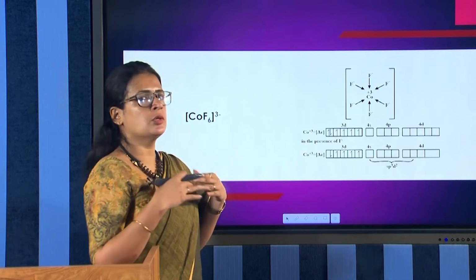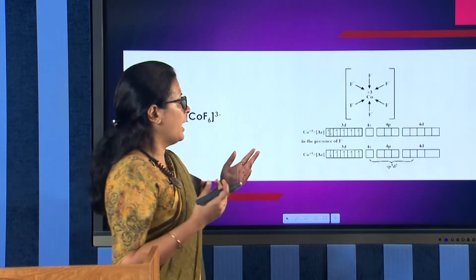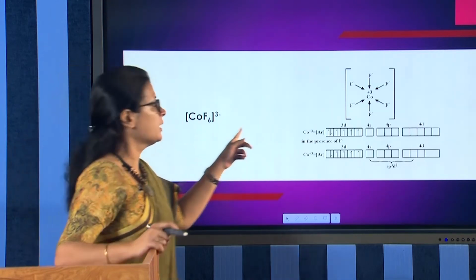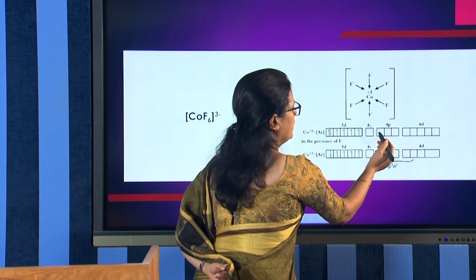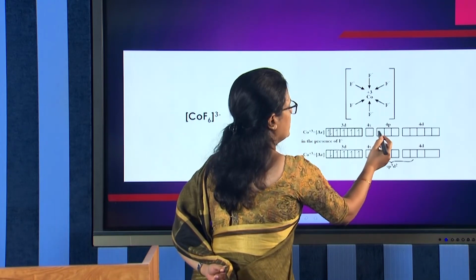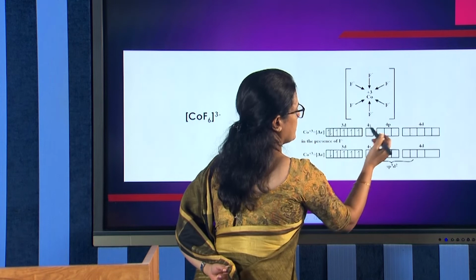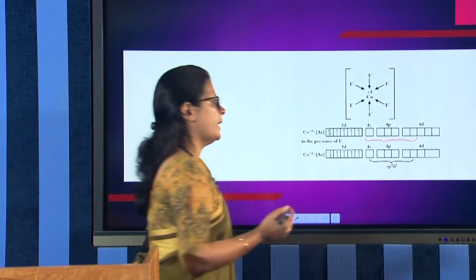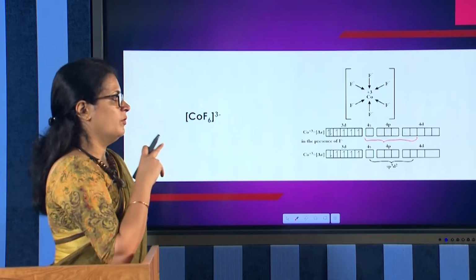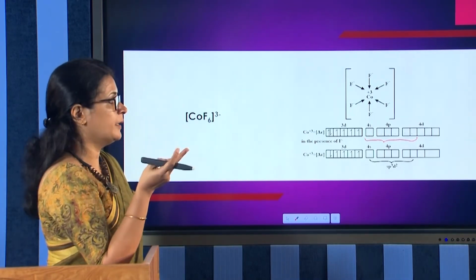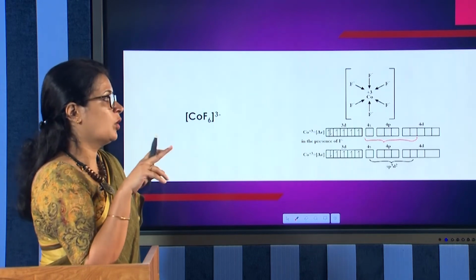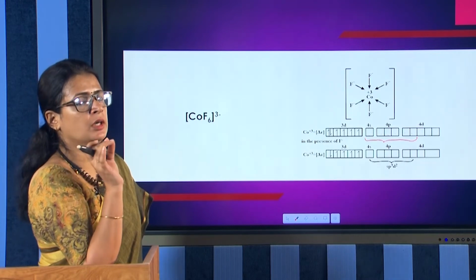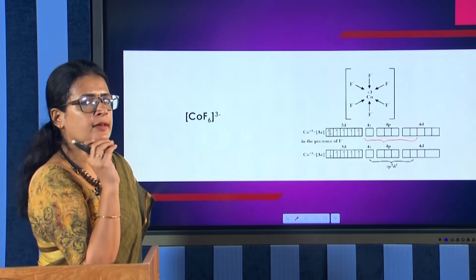Now the metal is going for empty orbitals, and how many empty orbitals are to be provided? 6 empty orbitals are to be provided. So how can we count: 1, 2, 3, 4, 5, 6. It is sp3d2: 1 s orbital, 3 p orbitals and 2 d orbitals, but the d orbitals are outer d orbitals. It is not inner d orbitals because the fluoride ligands are very weak.